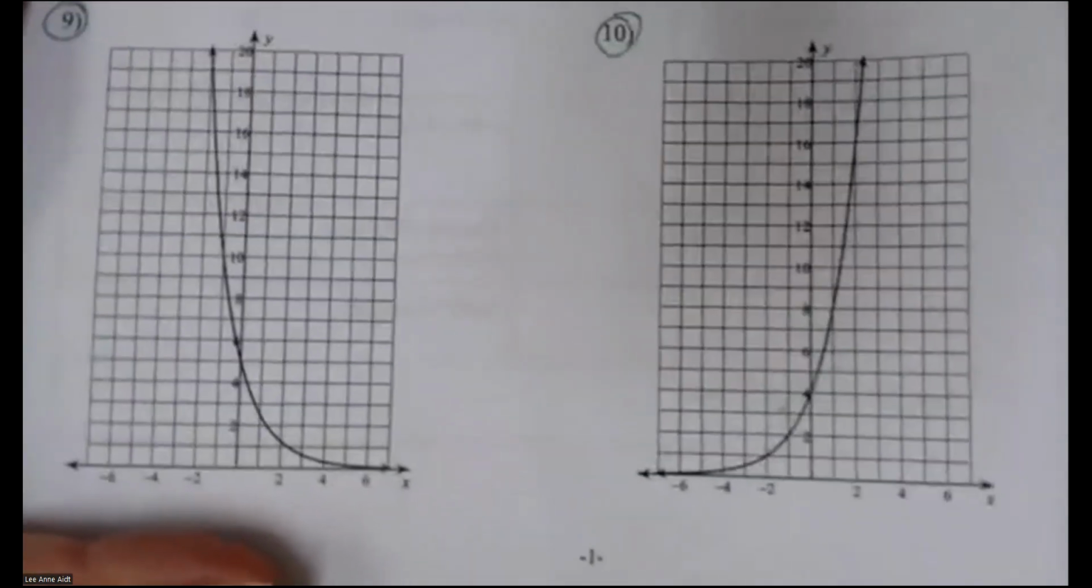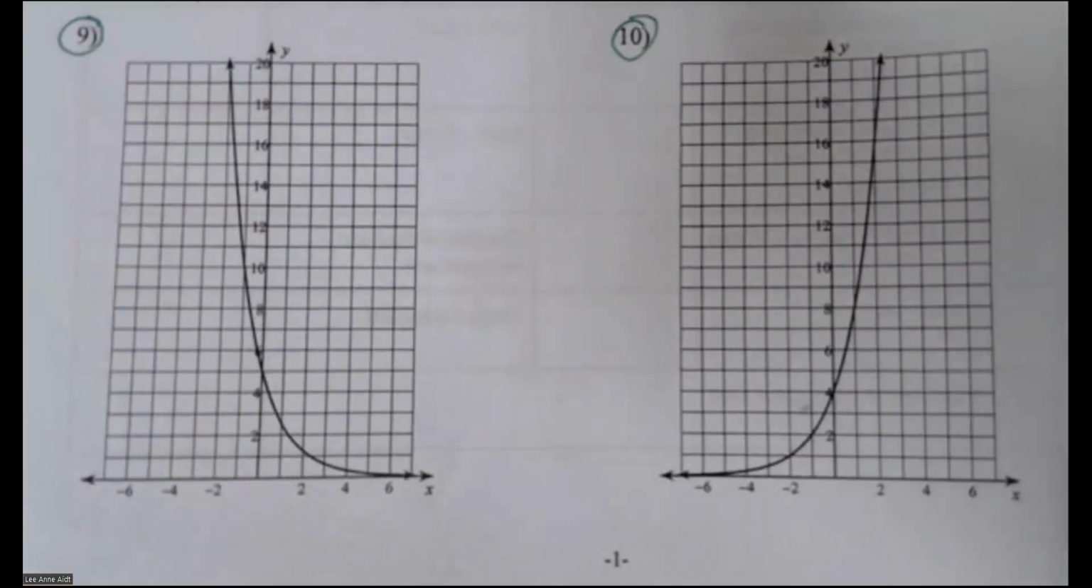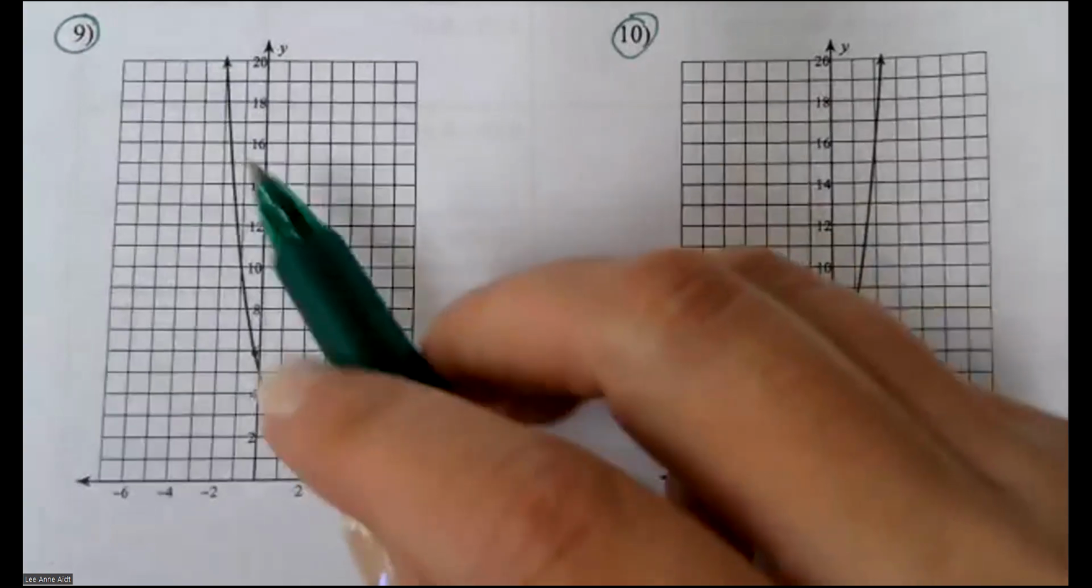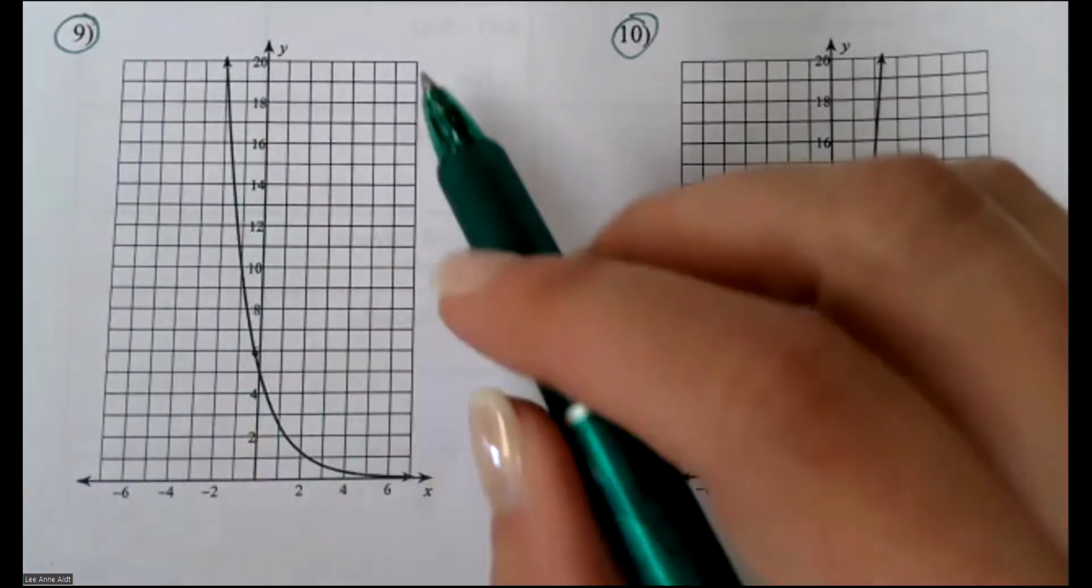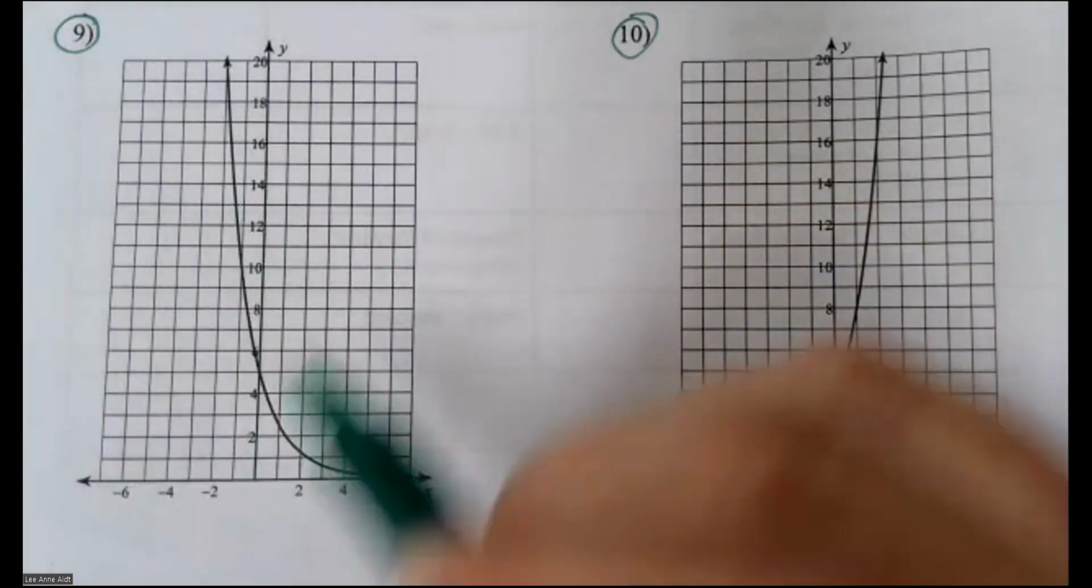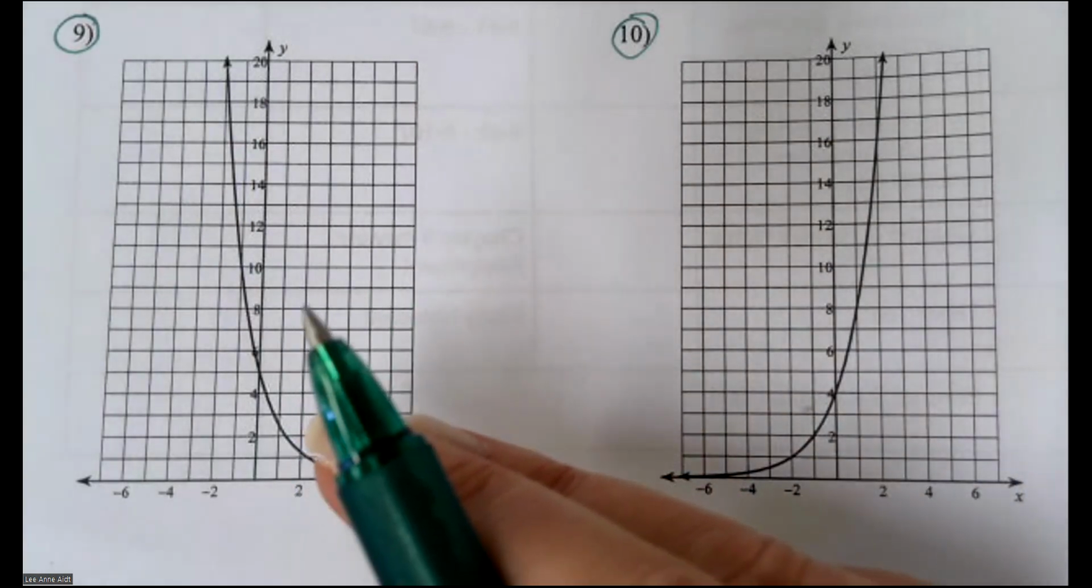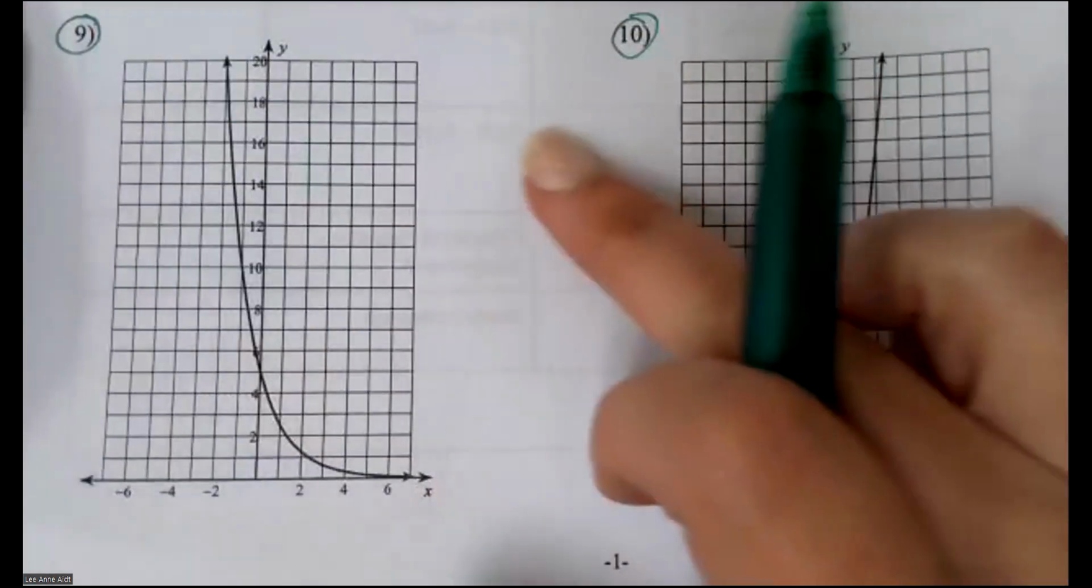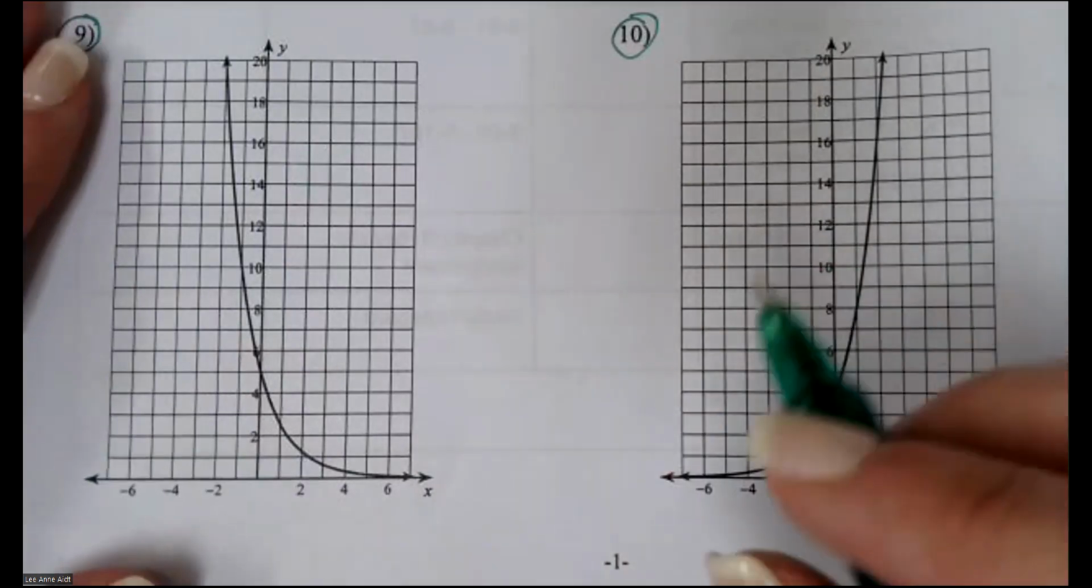We've done a lot of having the equation and then making the table and finding the graph. And this time we're going to go backwards. We're going to have the graph, we're going to make a table, and then we're going to find the equation.